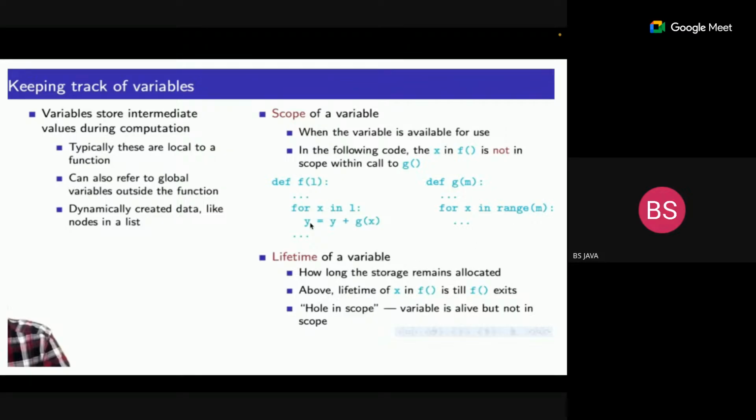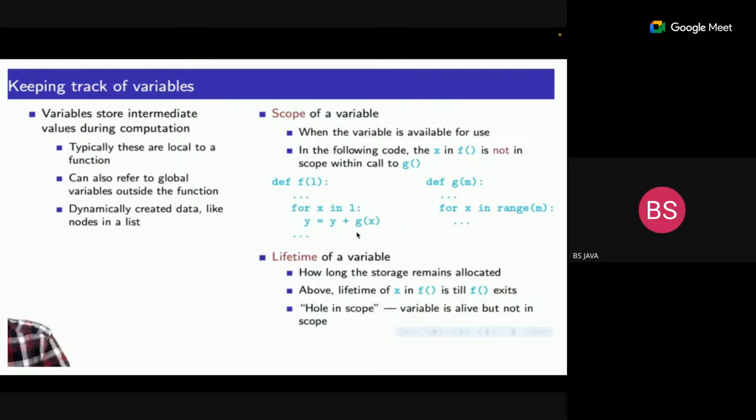Now, we have seen the scope of a variable, right? Let's go into this program, and it will be clear once I talk about some of the things. Just trust me, let's go one by one. Scope of variable. Now we have function f, which takes a list L, and here we have a for loop, for x in L, for each element in L, y equals y plus g of x. Here we are calling another function g, and in g we have another for loop that also uses a variable called x.